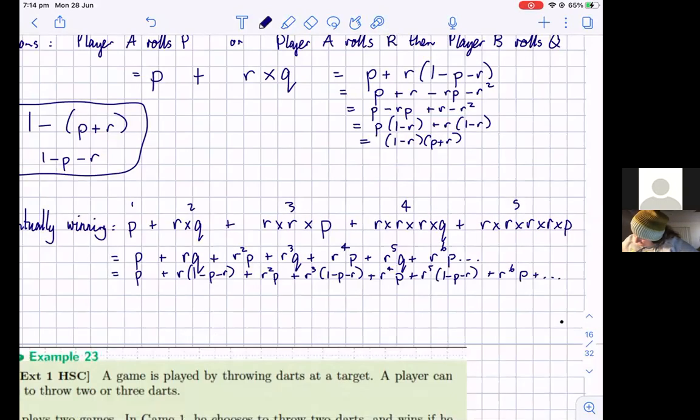Okay. Oh, I swear this is going to go somewhere. So we've got P plus R, minus RP, minus R squared, plus R squared P, plus R cubed, minus R cubed P, minus R to the 4, plus R to the 4 P, plus R to the 5, minus R to the 5 P, minus R to the 6, plus R to the 6 P, plus etc.